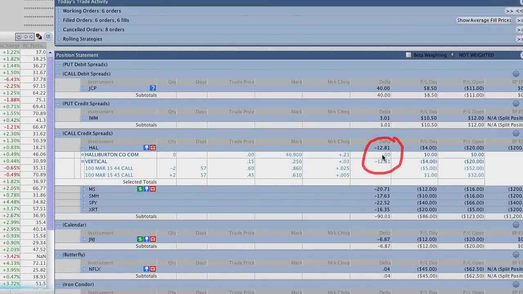And that makes sense, right? Because I'm selling a credit call spread above the market, and in order for me to make money, the market has to stay below my short strike, which is the 44 call. So that makes sense that my deltas are negative right now.